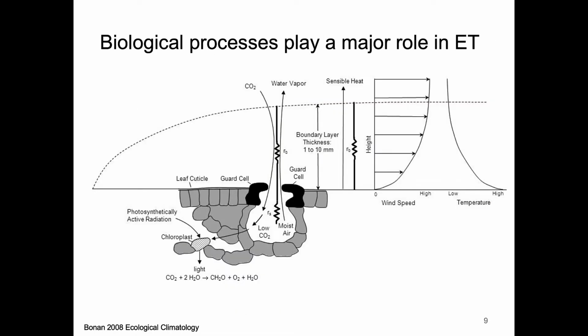As mentioned, biological processes play a major role in evapotranspiration. Transpiration is evaporation that occurs inside a leaf and is transported to the atmosphere via the stomata, which are the small apertures on the leaves of vegetation. The leaf resistance includes the stomatal resistance from inside the leaf to the leaf surface and the leaf boundary layer resistance from the leaf surface to the air. So the leaf boundary layer resistance depends on the leaf area as well as the wind speed.